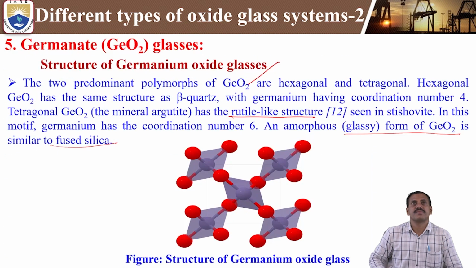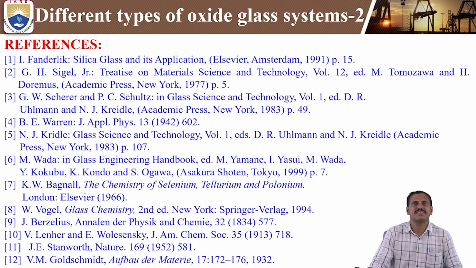Next, these are the references we observed in this presentation. These are the citations from first to 12. These are important while preparing the borate glass systems, silicate-based systems, germanium-based glass systems, and telluride-based systems. These are the important citations for the different types of oxide glass systems.